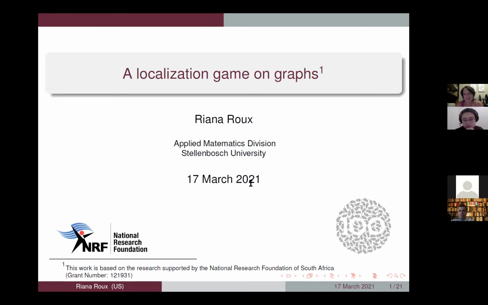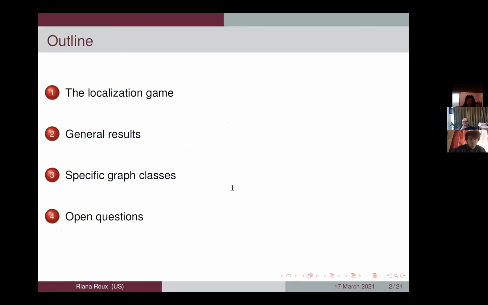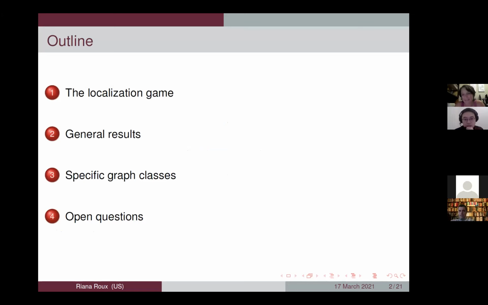So I'm going to give you a very short introduction to the localization game and how it's played, and then I really want to make sure that we understand how the game works. So I'll look at a proper example. We'll do some general results, and I'm really just going to focus on the very basic results today. And then after that, look at specific graph classes, more specifically at trees, and then also at outerplanar graphs slightly, and then unicyclic graphs. And I'll end off with some open questions.